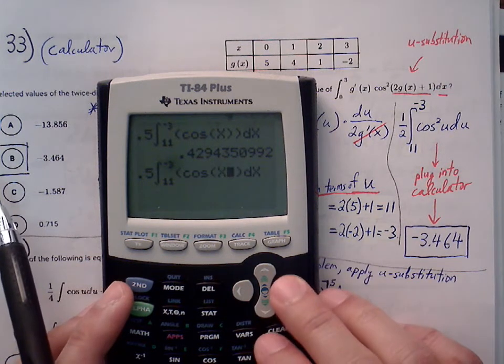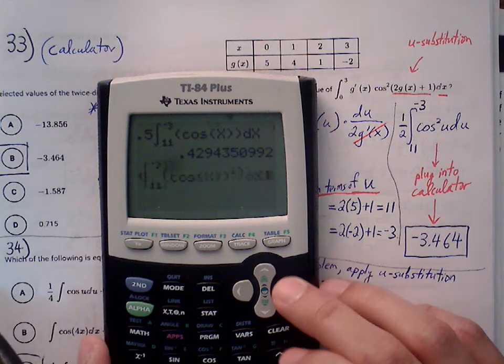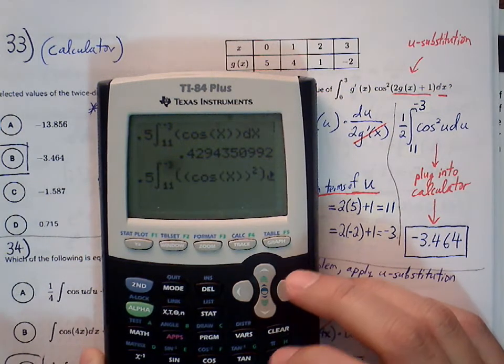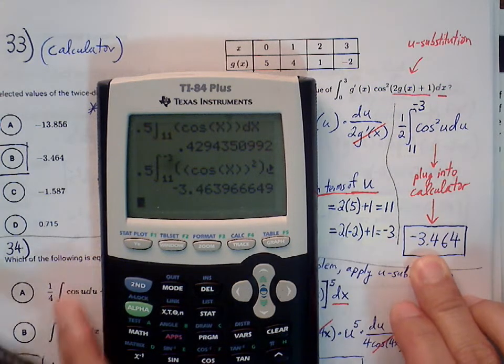So cosine of x, parentheses squared. Let's try that again. Yeah, negative 3.464, answer choice B.